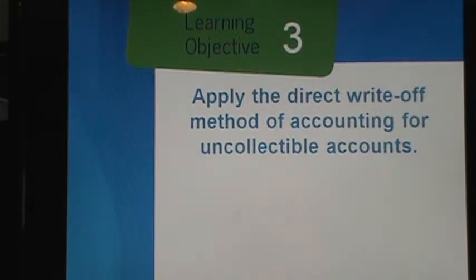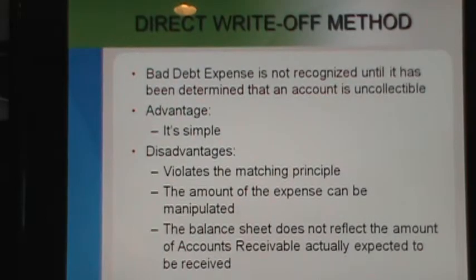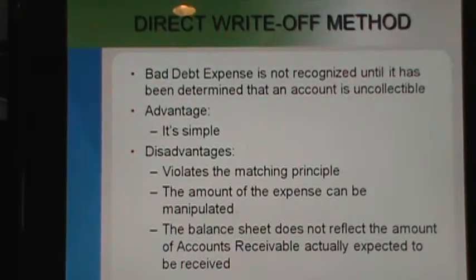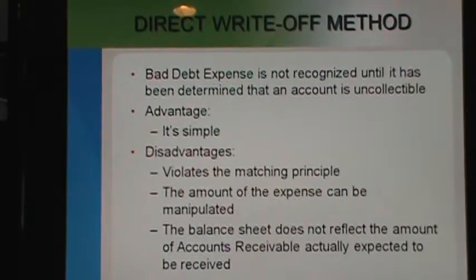Learning Objective 3, we're going to apply the direct write-off method for accounting for uncollectible accounts. The direct write-off method means bad debt expense is not recognized until it has been determined that an account is uncollectible. So basically with the direct write-off method, we don't assume there's going to be uncollected accounts. So we don't forecast any uncollectible sales. The advantage is it's really simple.